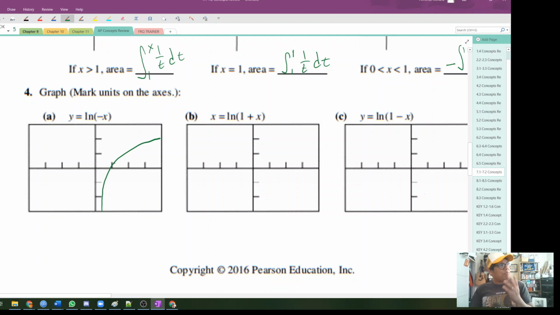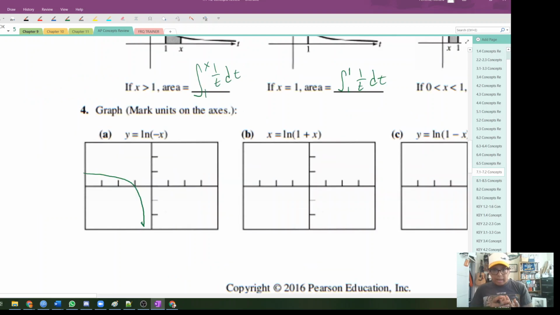So if we want to do natural log of negative x, what we're going to have to do is a reflection about the y-axis. Notice this is the same curve but reflected over to the other side of the axis. That's what happens when you replace x with negative x: you create a mirror image across the y-axis.